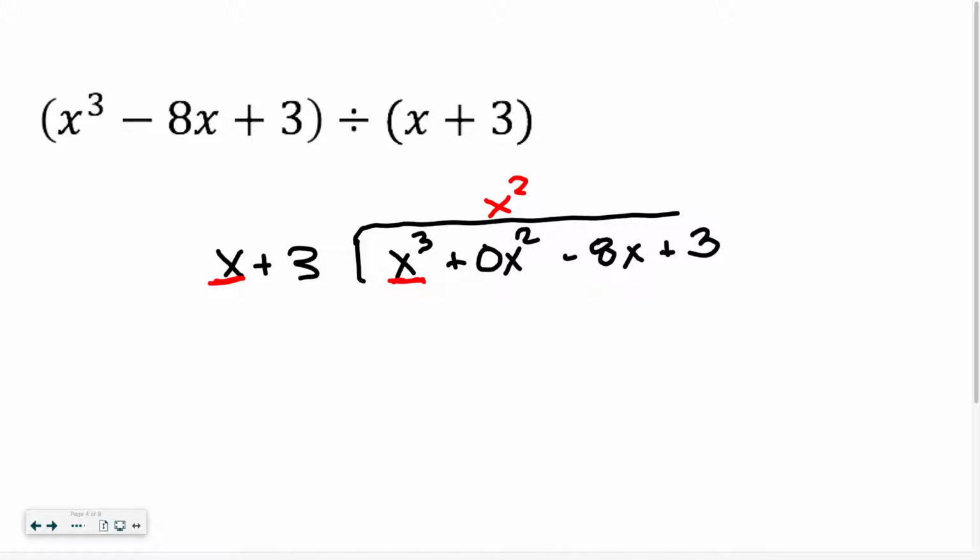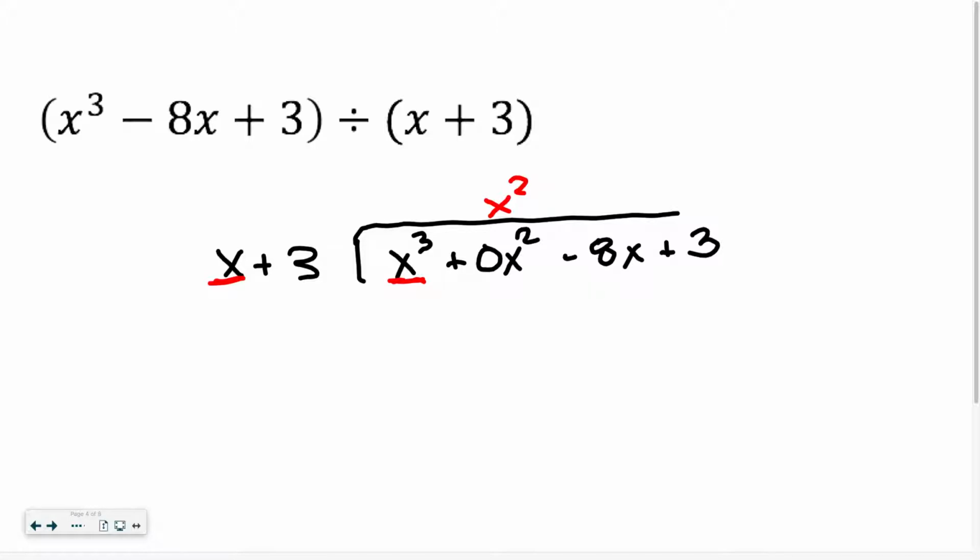So, do you see now why it's important I put the 0 there? Because the first term, x cubed divided by x, gives me an x squared. And if I didn't have that, where would I have put my x squared? How would I really know when I finished my long division? I need a place for it.